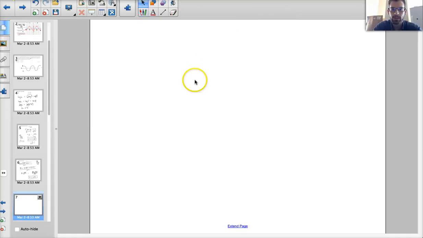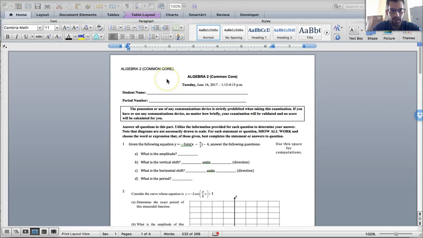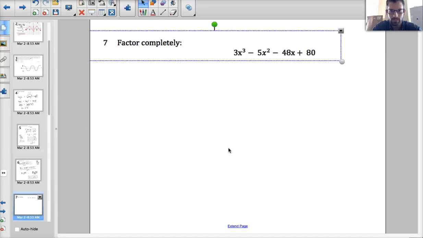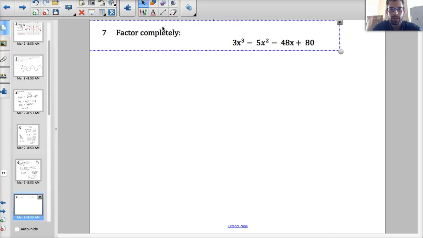All right, here it's asking me to factor completely. And it turns out I didn't have the signs. So I'm hoping, yeah, I can screenshot this right from the test. Good. All right. Here we have it.